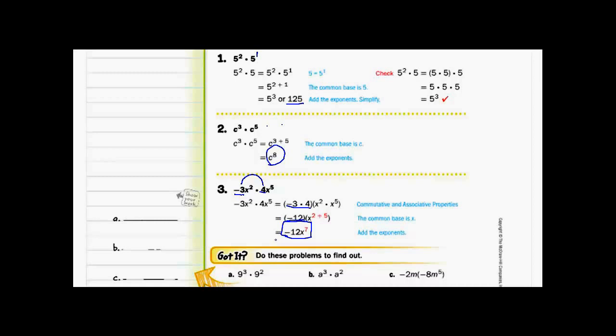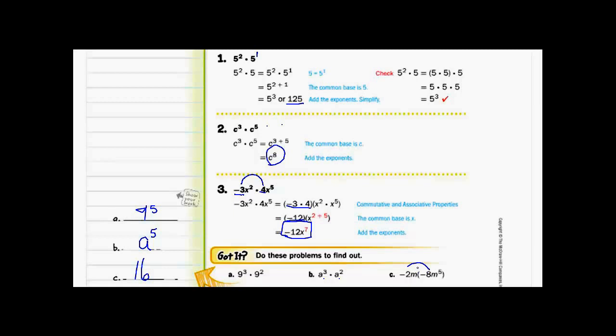All right, hopefully you tried them. Under A, we've got 9 cubed times 9 squared, which will lead us to 9 to the 5th, because we would have 5 of them. Same bases on B, so add the exponents. That would be a to the 5th. Both have a coefficient on C, so you multiply that, and negative 2 times a negative 8 is a positive 16.